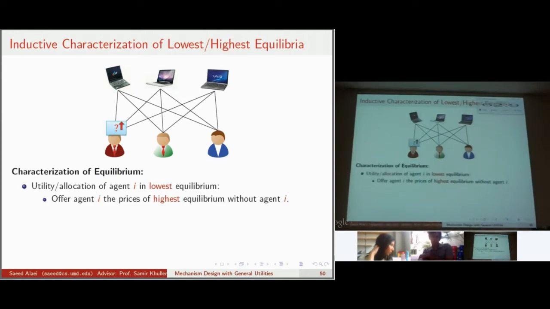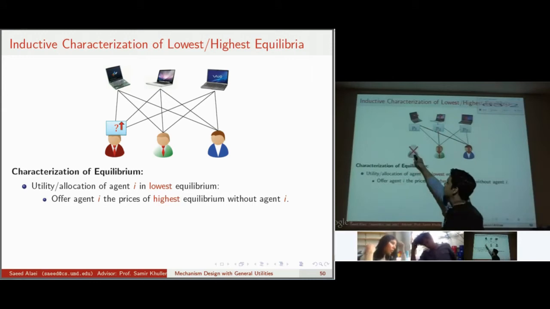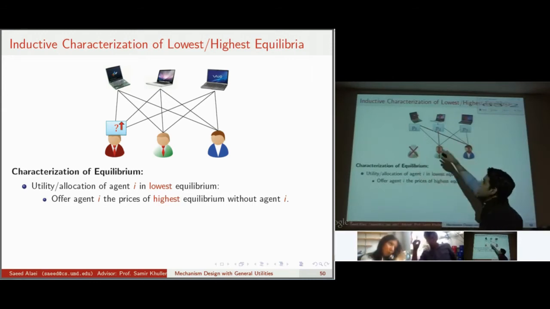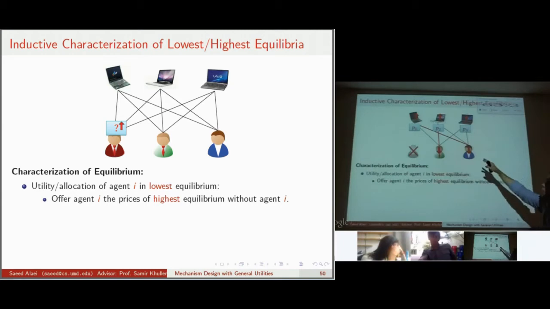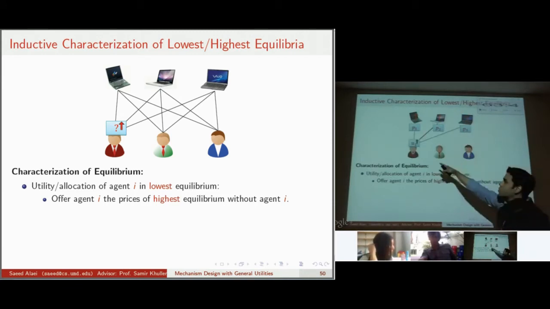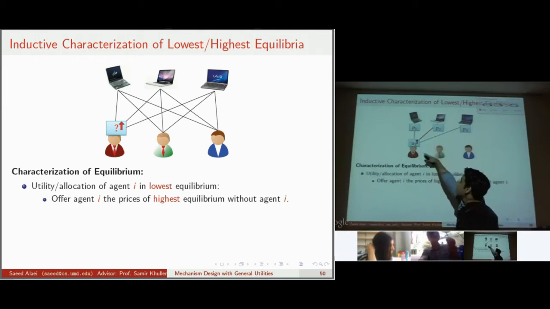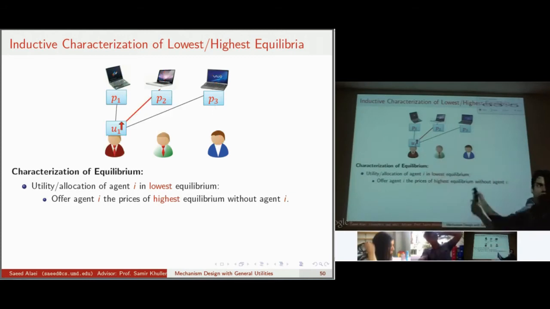So here is a characterization of the equilibrium. If you want to compute the utility of an agent, this is the characterization that we came up with. To compute the utility of an agent in the lowest equilibrium, the one which has the lowest prices, you remove this agent from the market and then compute the equilibrium with the highest prices for the rest of the market, which has the lowest utility for the remaining agents. Now you offer those prices to the agent that you removed, see which item he prefers, and allocate that item to this agent at the given price. You can repeat this for any of the agents.